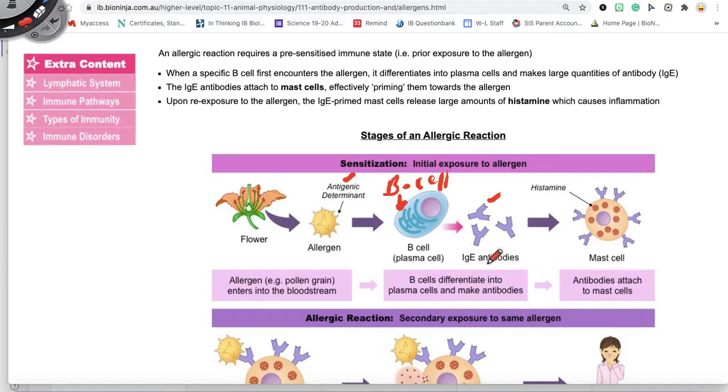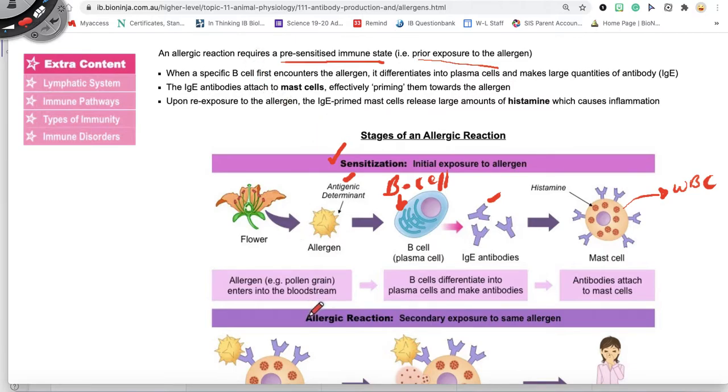Now, these antibodies attach to mast cells, which are other types of white blood cells of our immune system. Okay? So this is what we call sensitization, which is initial exposure to the allergen. And this is what we mean by a prior exposure or a pre-sensitized immune state.